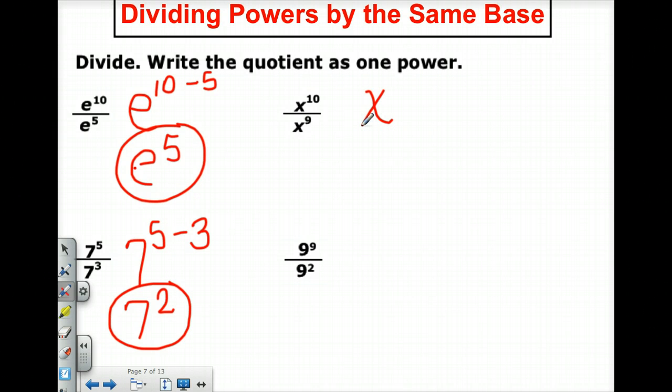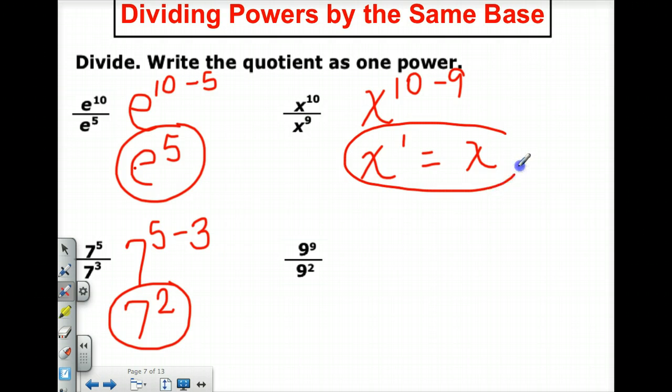The base we have in common is x. 10 minus 9. Yes, that's 1. You can write this answer as either x to the 1st power or just plain old x. And now let's go ahead and do another. 9. And our exponents we are subtracting. 9 minus 2. And the answer is 9 to the 7th power.